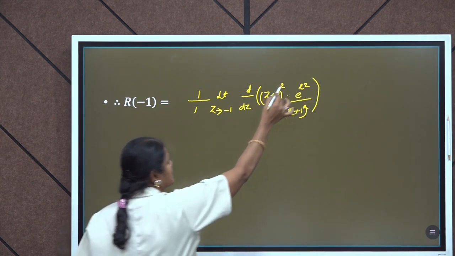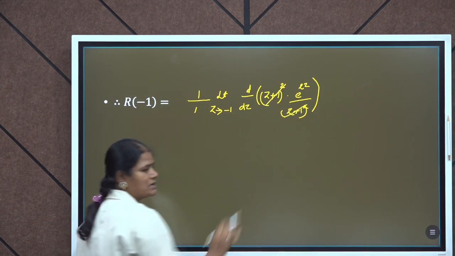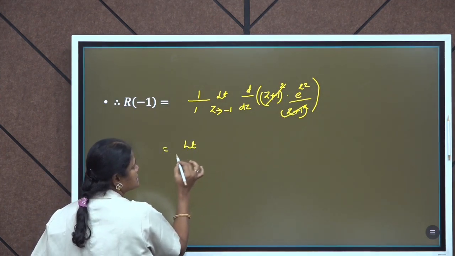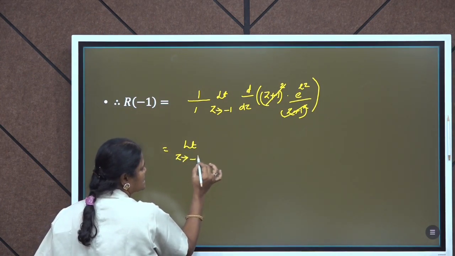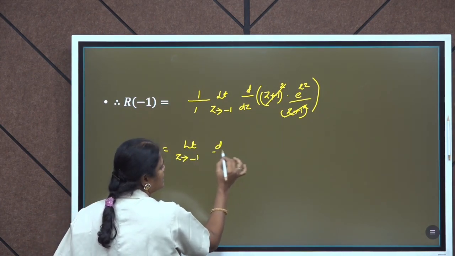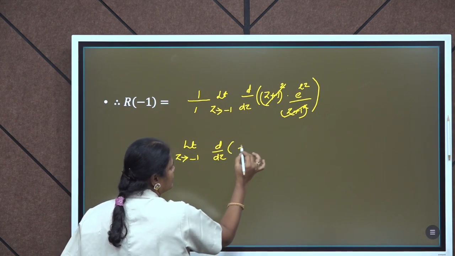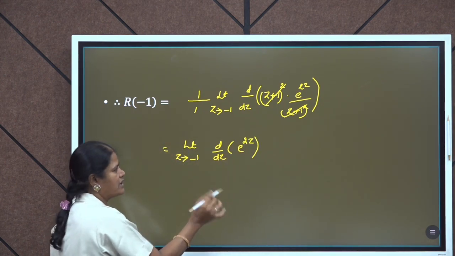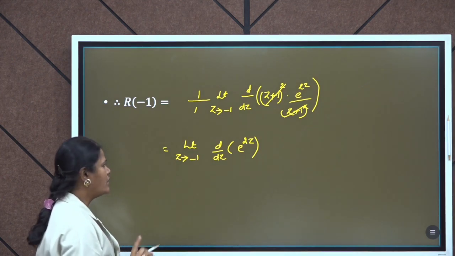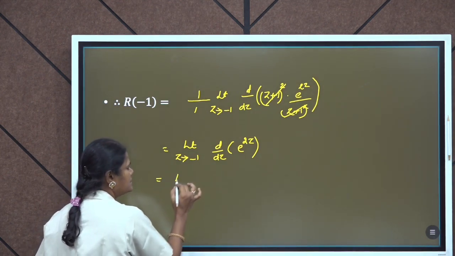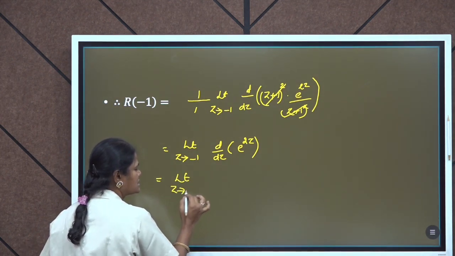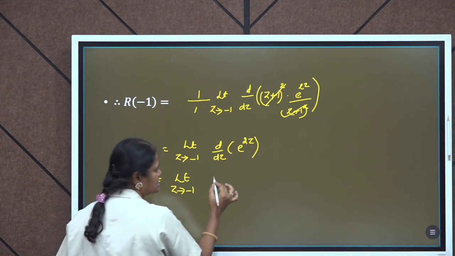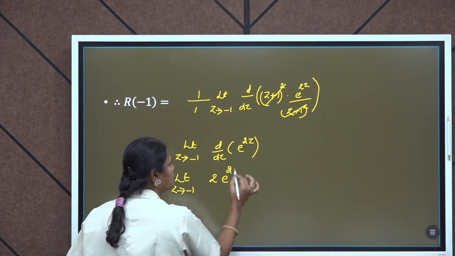Next, this (z plus 1) the whole square and (z plus 1) the whole square get cancelled. Then it will come limit z tends to minus 1, d by dz of e power 2z. So we have to differentiate this exponential function with respect to z only one time. The derivative of e power 2z with respect to z is 2 into e power 2z.